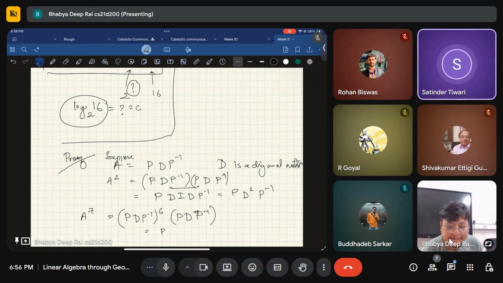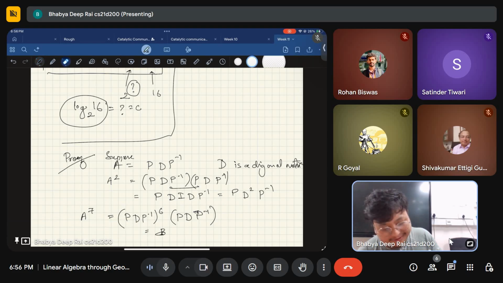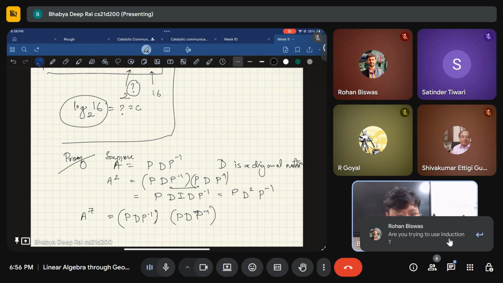Or maybe using the previous result, like we have seen that P A square actually comes out with P D power 6 P inverse. Yeah, that's right. I think you are right. I think it's better not to use that technique. It's better to actually simplify this. So actually, I wanted to come up with an induction technique.